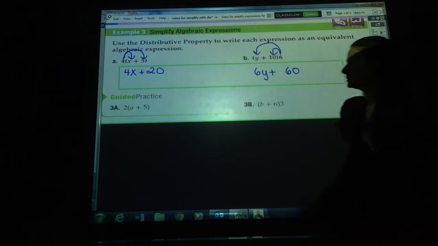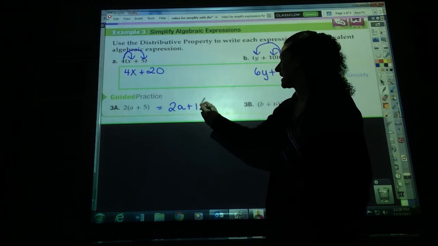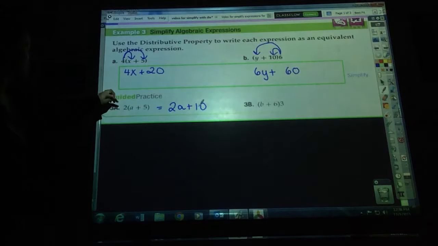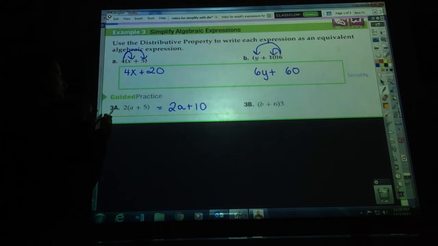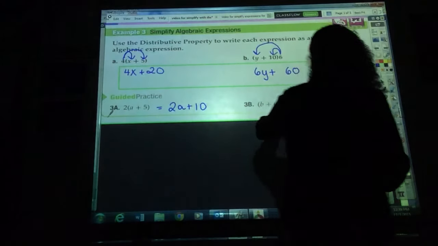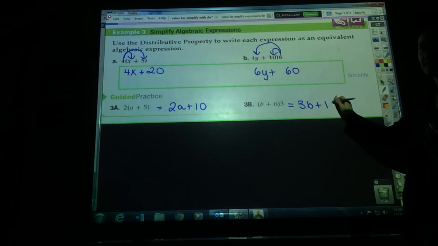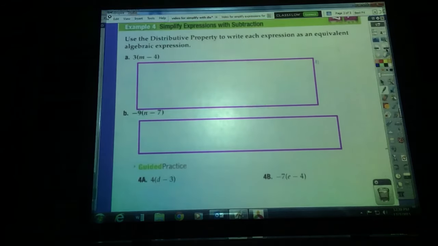Hopefully these were pretty simple. 2 times a plus 5 equals 2a plus 10. A common mistake when using the distributive property is that students will sometimes forget to multiply the 2 by the second number inside the parentheses and get a wrong answer of something like 2a plus 5. So don't forget to distribute that 2 throughout everything inside the parentheses. Let's check this one. 3 times b plus 6 is simply 3b plus 18.